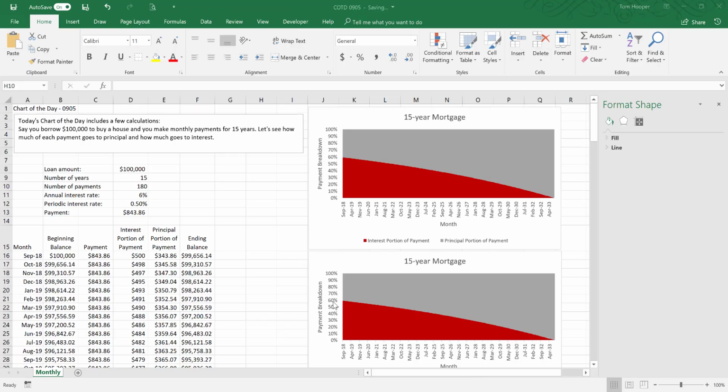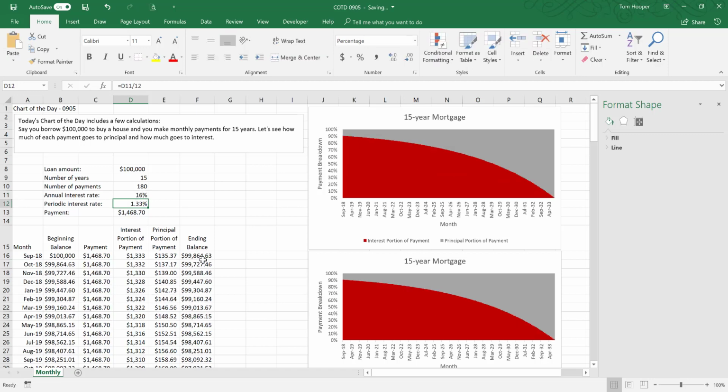So speaking of payment breakdown, let's see what happens if we change the interest rate. The interest rate goes up from 6 to, let's say, 16, like it was 30 years ago. What you find out is that 90% of the initial payments are going to interest, and even halfway through the loan, almost 3/4 of the payment is going to interest. So you could buy a house, make payments on it for a very long time, and still have a very large balance remaining.